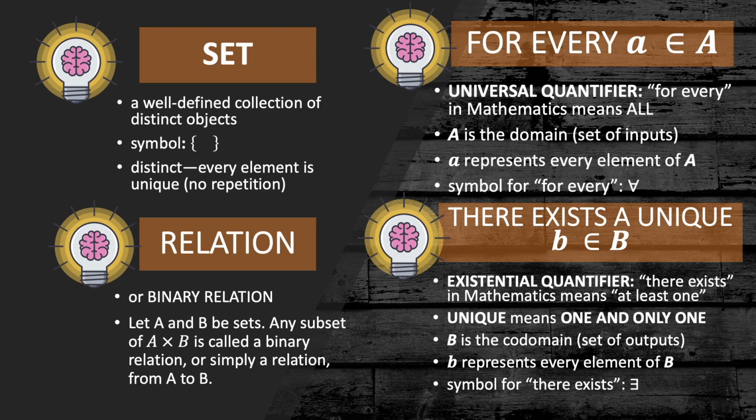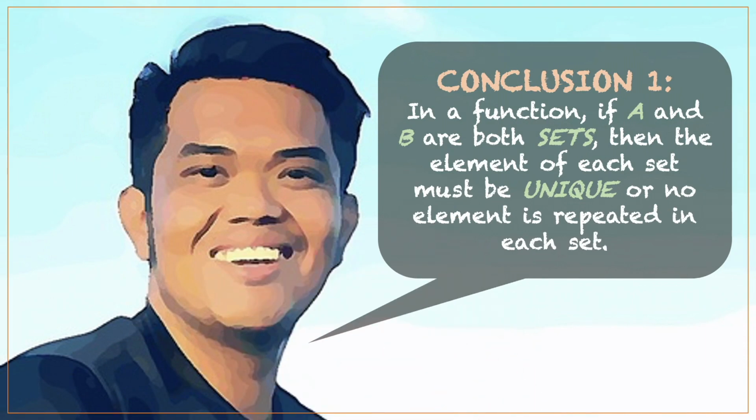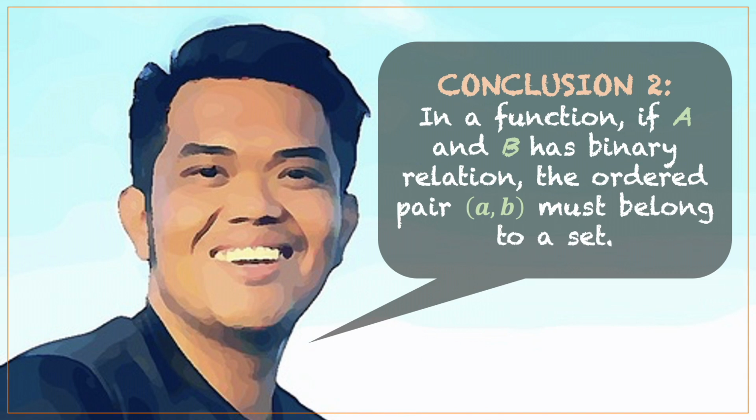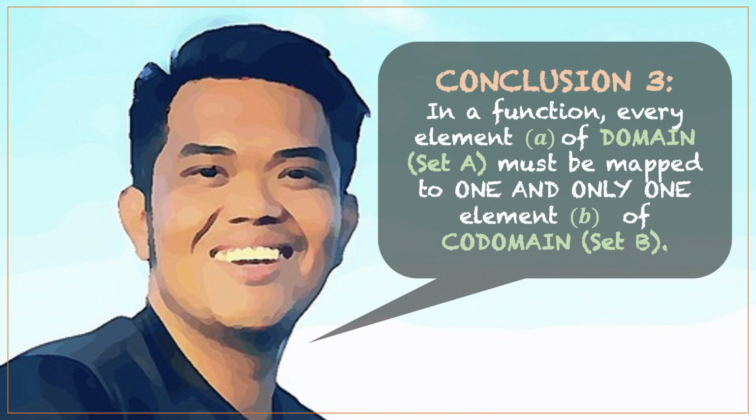To sum it up, in a function, if A and B are both sets, then the element of each set must be unique or there is no repetition of an element in a set. In a function, if A and B have a binary relation, the ordered pair (a, b) must belong to a set. In a function, every element a of domain or set A must be mapped to one and only one element b of codomain or set B.